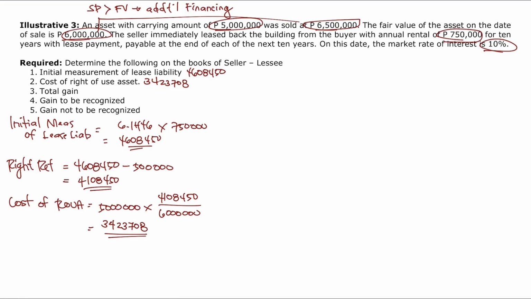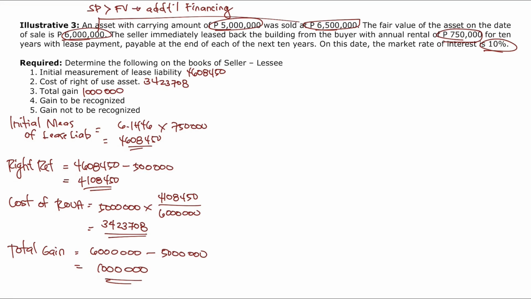Requirement 3, magkano daw ba yung ating total gain? Once again, total gain is actually equal to the fair value of 6 million pesos minus the carrying amount of 5 million pesos, or this is equal to 1 million pesos still. Hindi sa selling price, sa fair value po dapat. That's why requirement number 3, 1 million is our final answer.